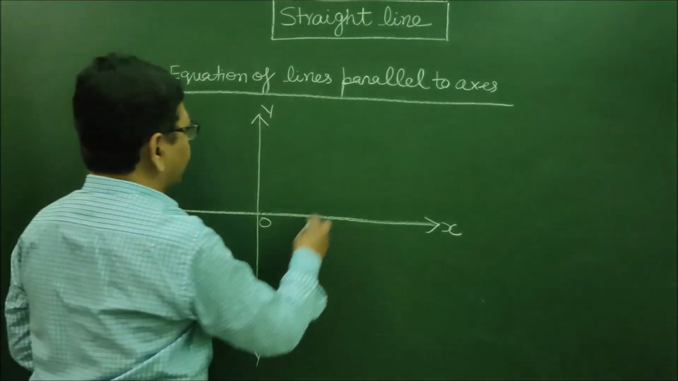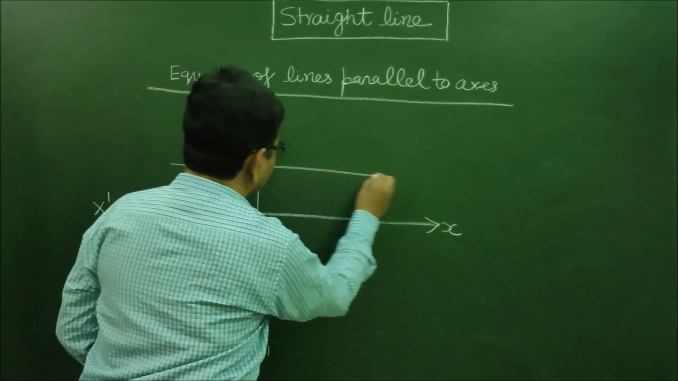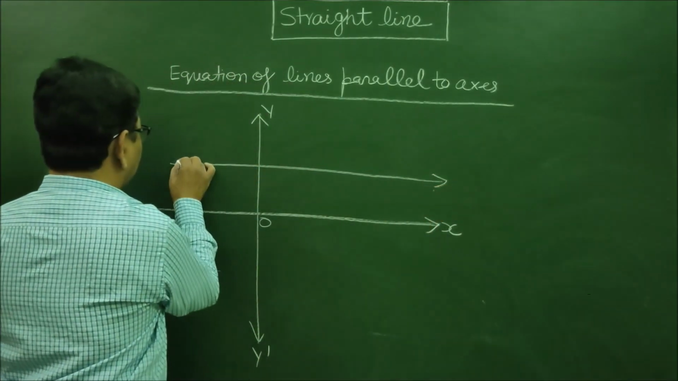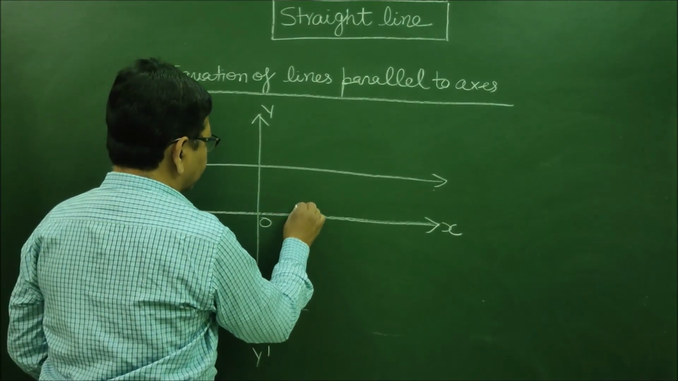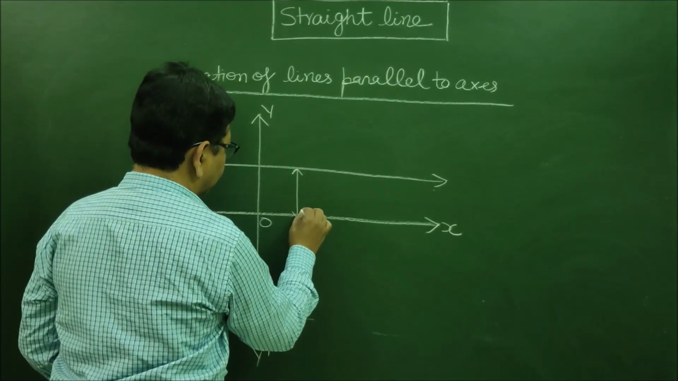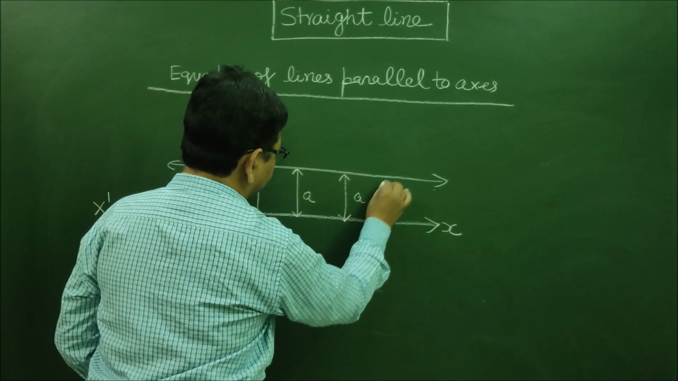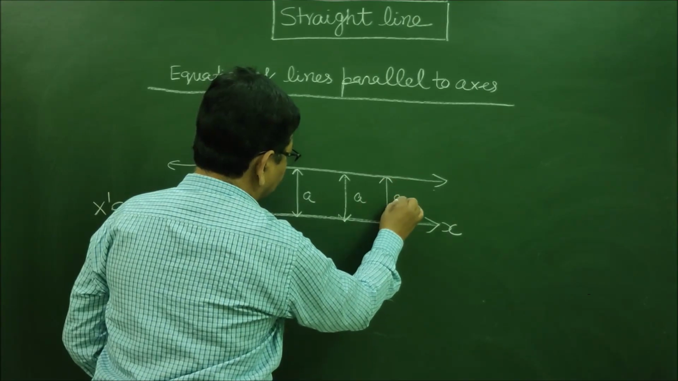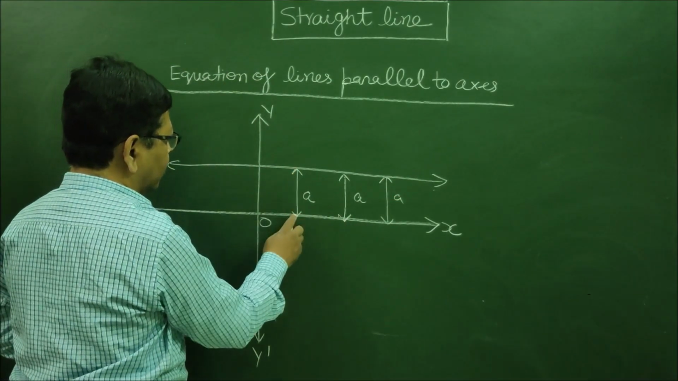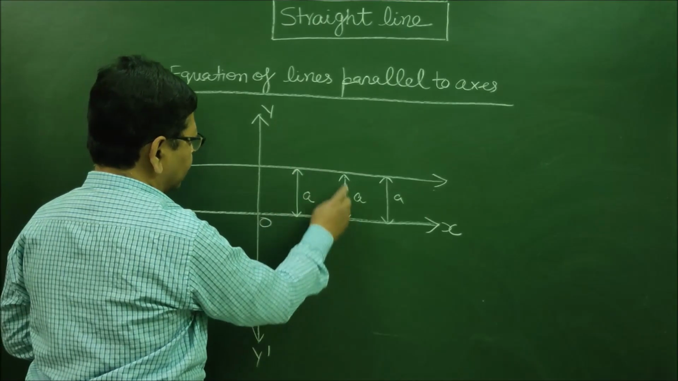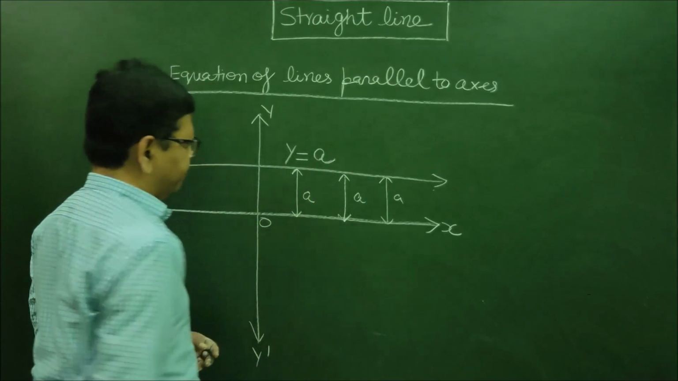If a line is parallel to x-axis and it is at distance a on the positive side, this distance is always constant because this is parallel to x-axis and the distance is a units. Y distance is a units. So the equation of the line will be y is equal to a.